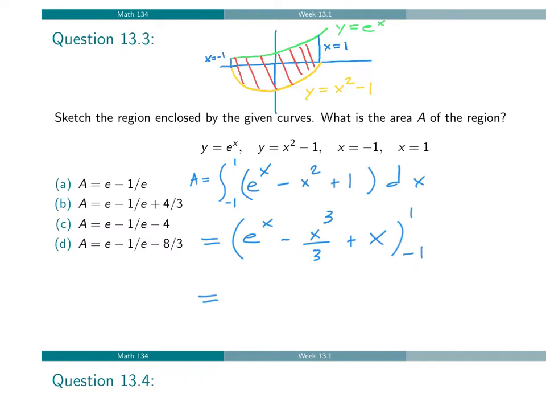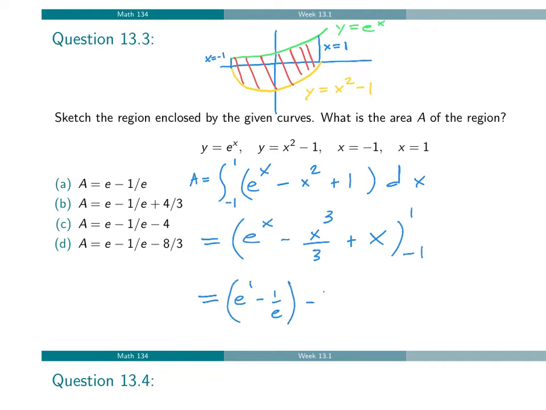Now if you like, you can do this term by term. So I'll do the e to the x term first. So plugging in 1 and subtracting, plugging in -1. So I get e to the power of 1 and then subtract e to the power of -1. So it looks like that. So that's the e part of it.